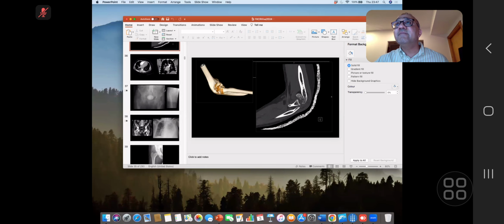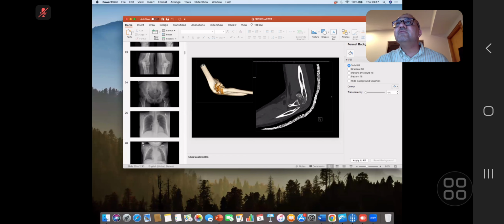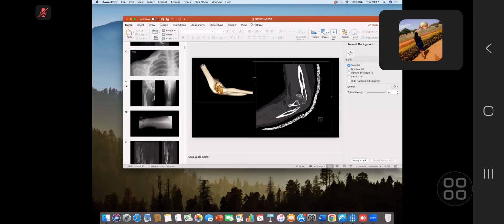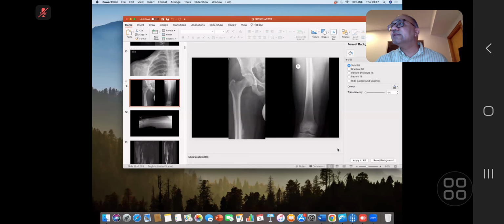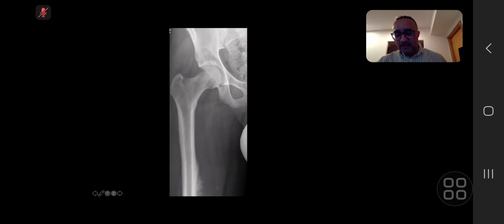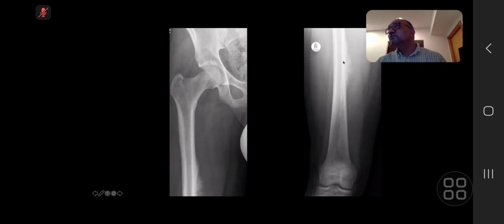In contrast, I'm just going to show you the one, we've seen it on the tibia, but I think it's better to see it if I show you this. Now, this one is again similar to the one I showed you in the tibia, but it has that saucerization and that sunburst kind of periosteal reaction, all right?